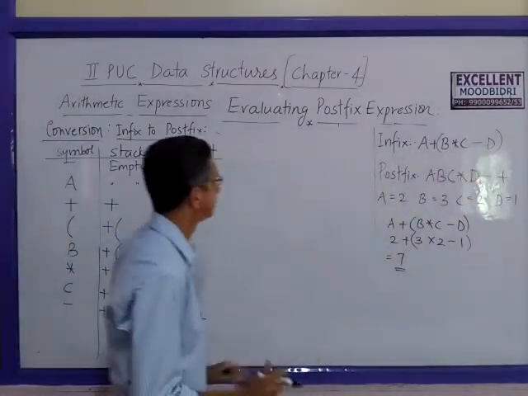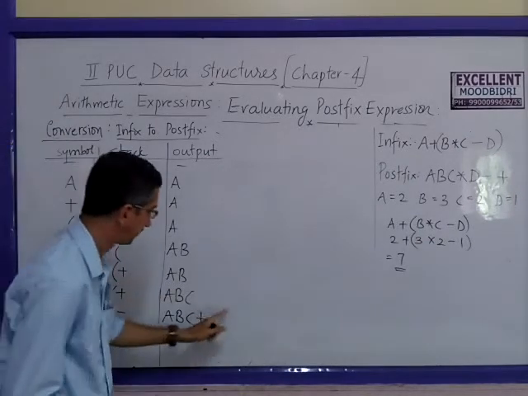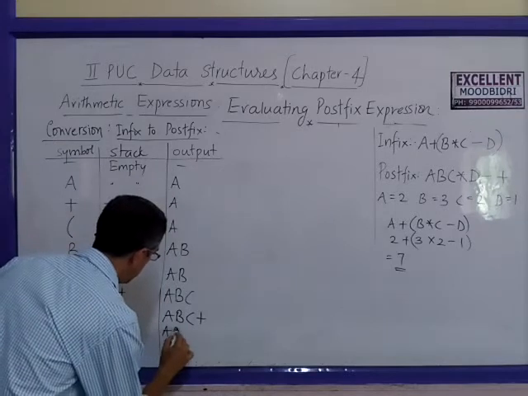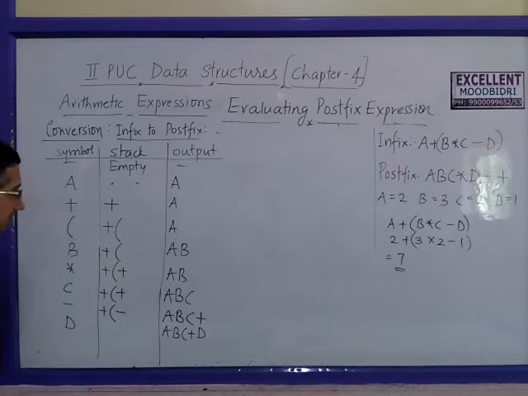Next one is D. D is an operand, so straight away it goes right here. So A, B, C plus D. Right. So A, B, C.